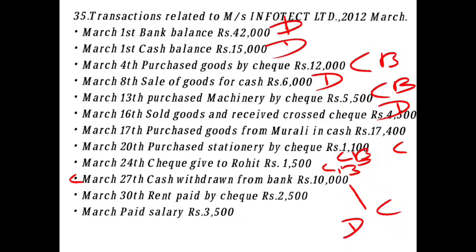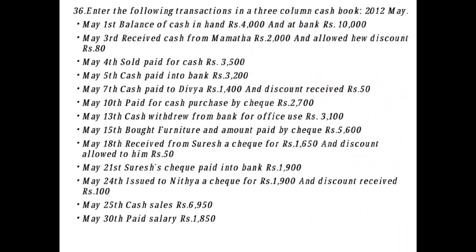Then you have rent paid by check, again it is credit side, bank column you should write because it was paid by check. Then salary paid, you have credit side, cash column you should write 3,500 because it is not paid by check here. Then the last problem, that is the sixth problem.